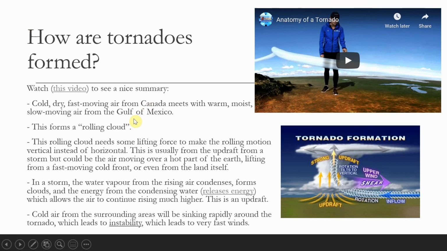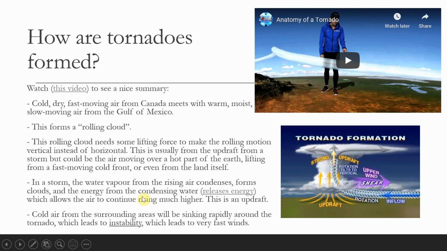Okay, so that's just the finale of her video there. So you have this big rolling cloud, but that's not a tornado because it's horizontal, and so you need something to kind of lift up that horizontal rotating cloud into a vertical rotating cloud. And that lifting force to turn it from a horizontal rolling tube of air into a vertical tube of air for the biggest tornadoes comes from these storms.